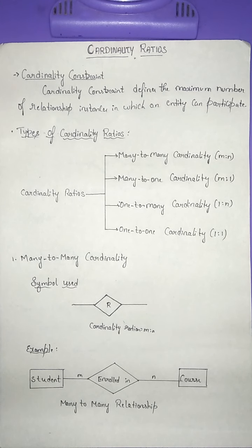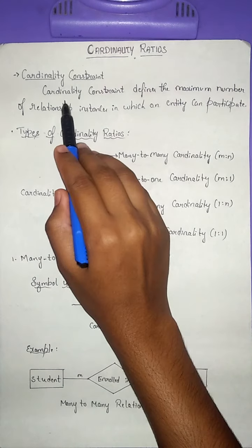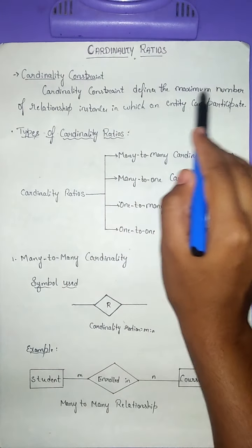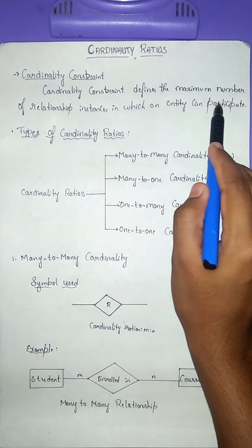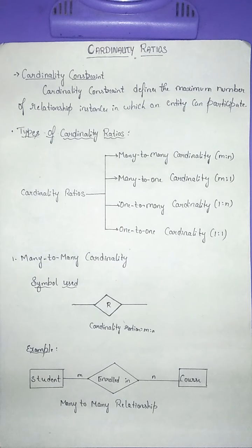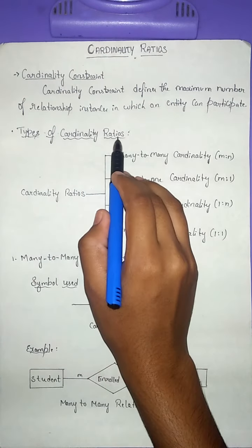Today let us discuss cardinality ratio. Before that, let us look into the definition of cardinality constraints. Cardinality constraints define the maximum number of relationship instances in which an entity can participate. Now, let us look into the main thing, that is the types of cardinality ratio.